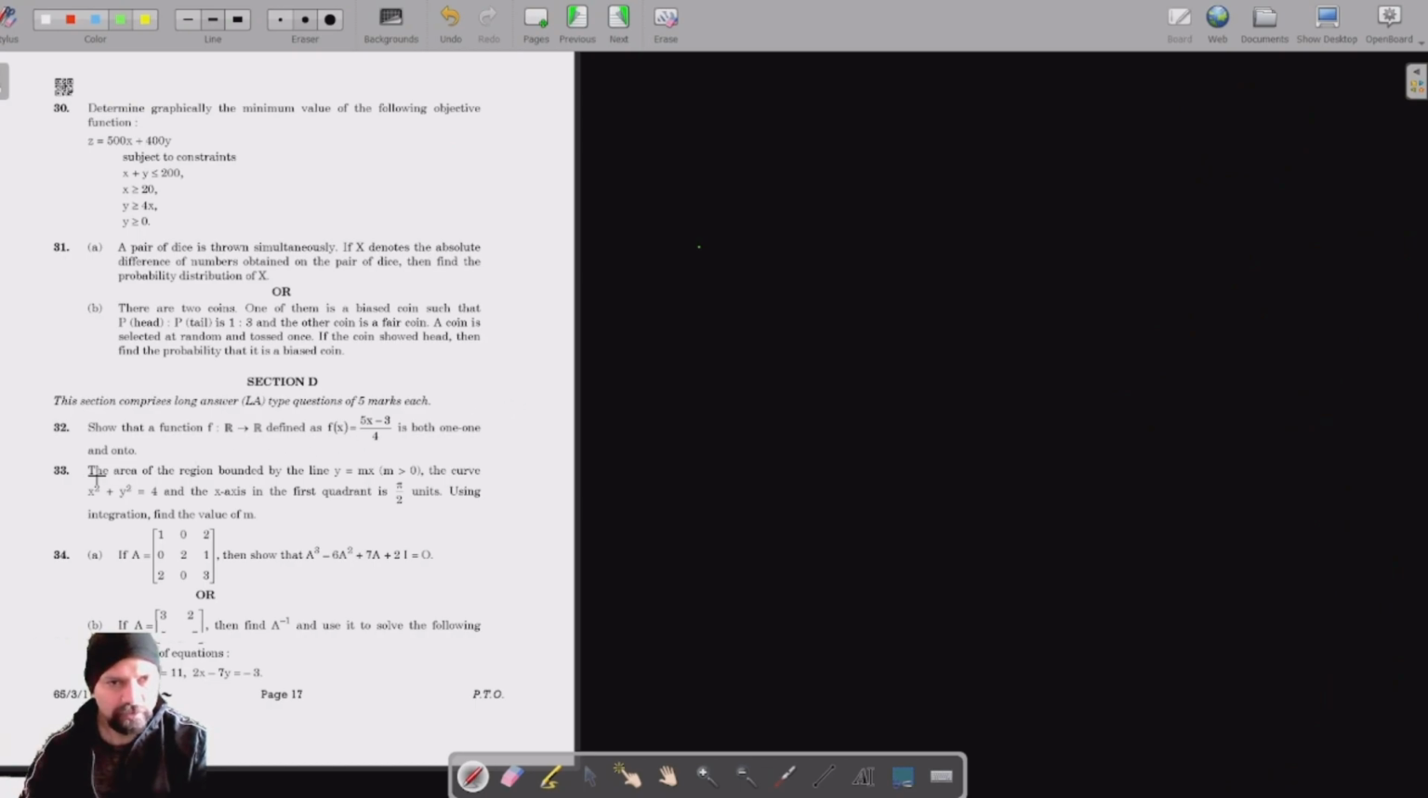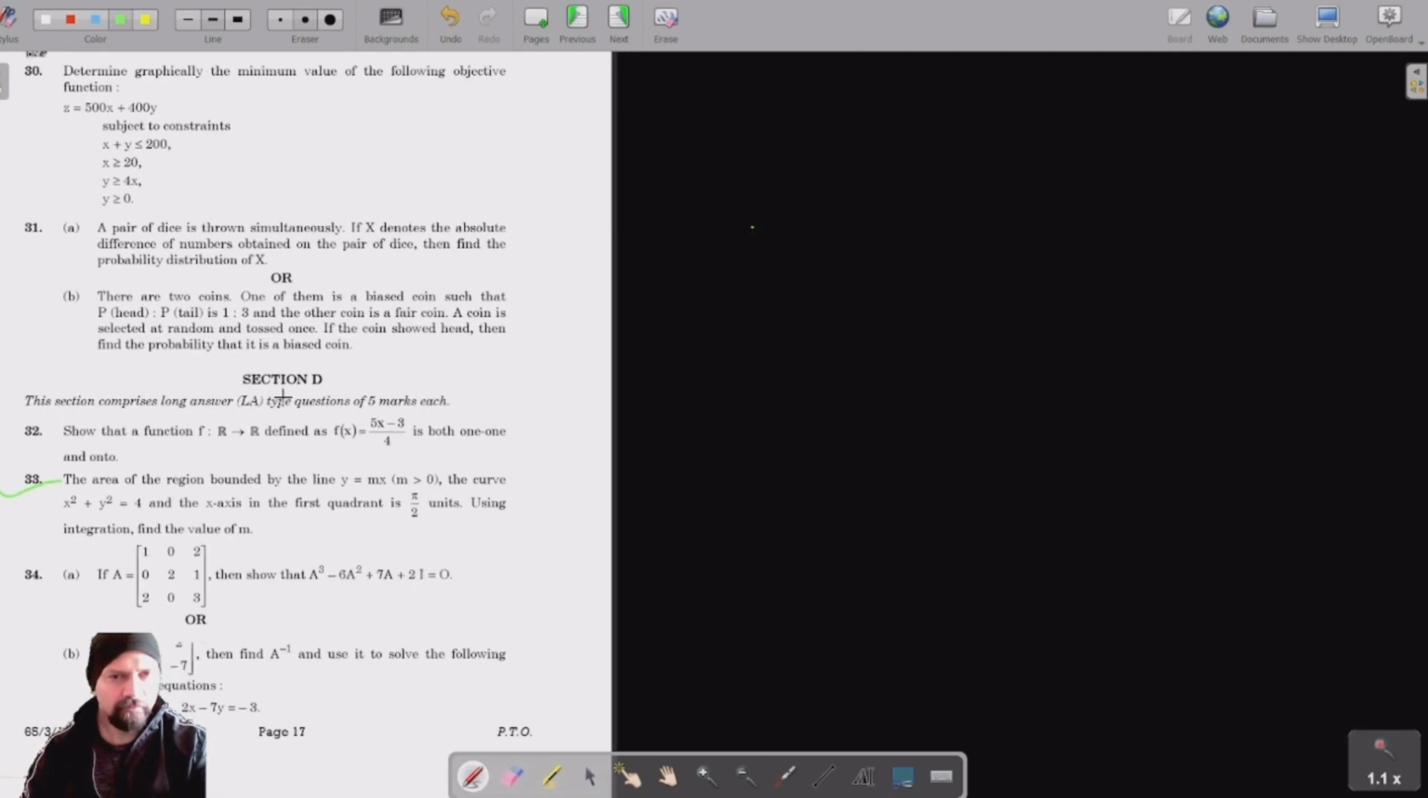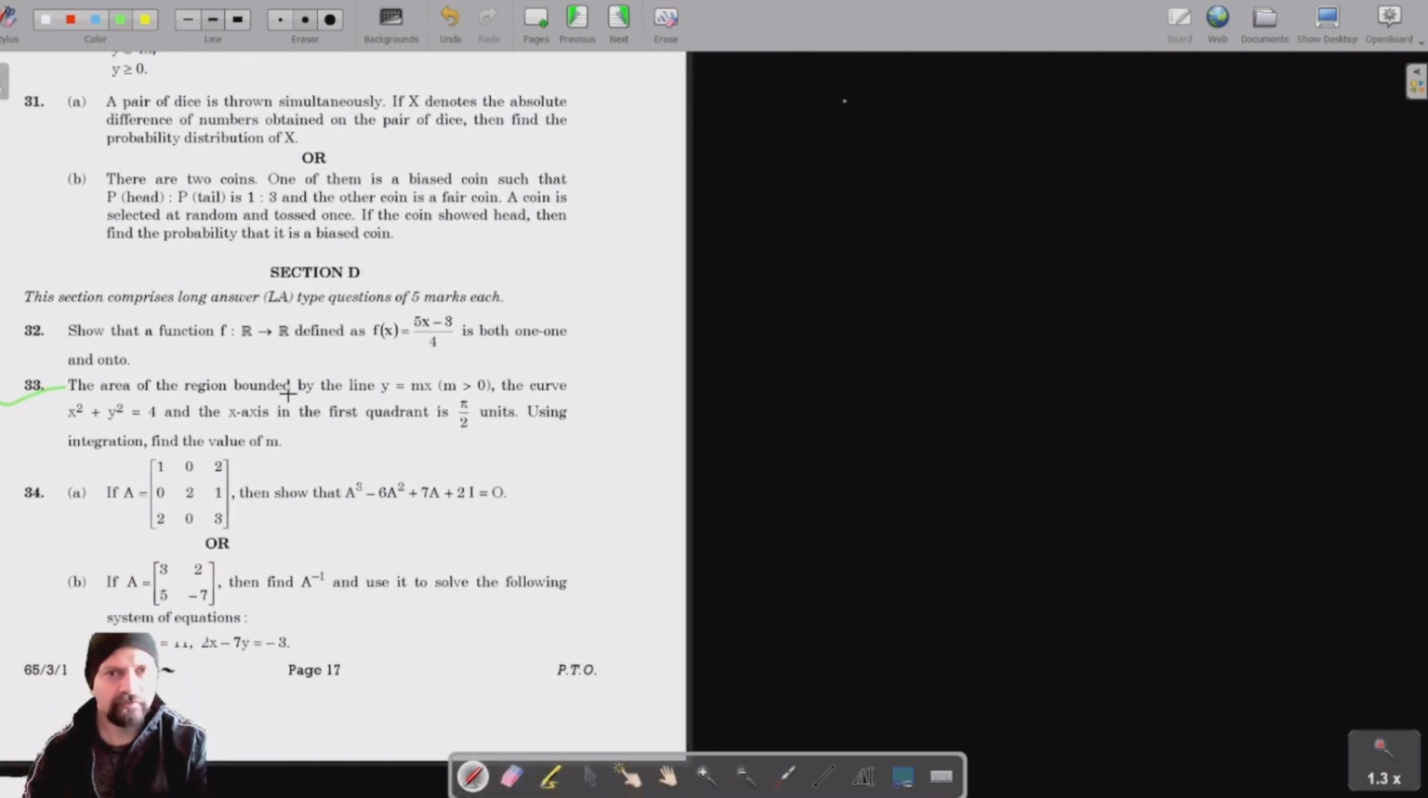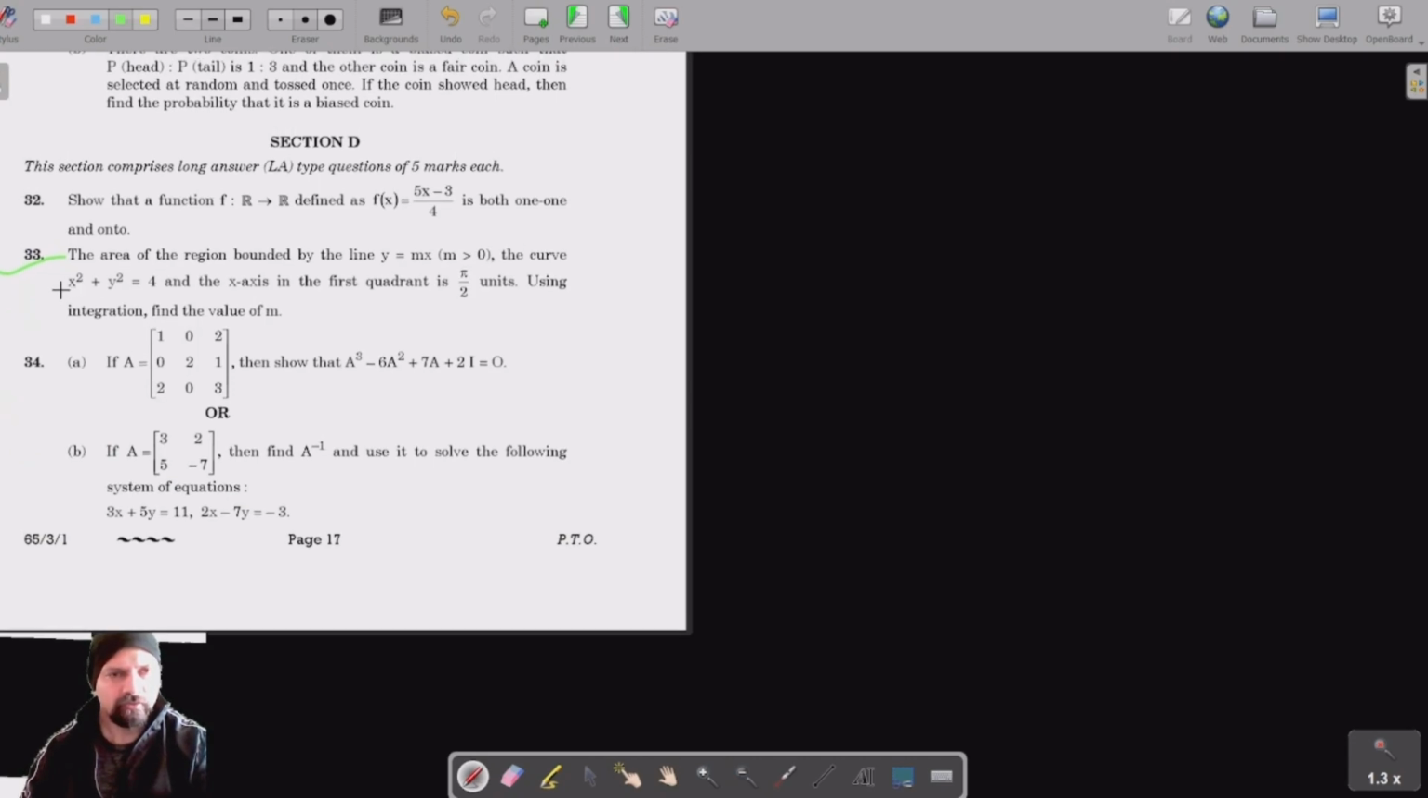For question number 33, it's given that the area of the region bounded by the line y is equal to mx and the curve x square plus y square is equal to 4, and the x-axis, in the first quadrant, is pi by 2 units. Using integration we have to find the value of m.